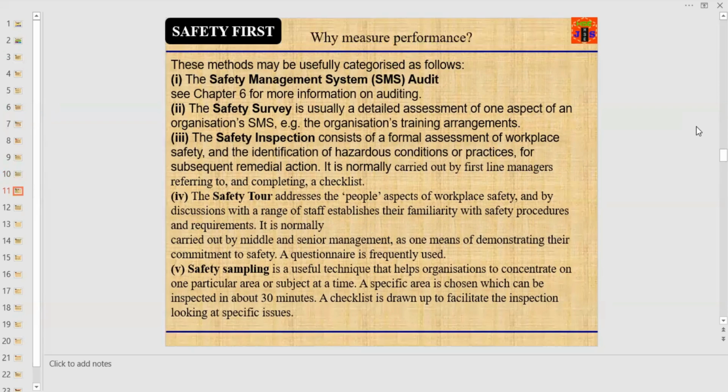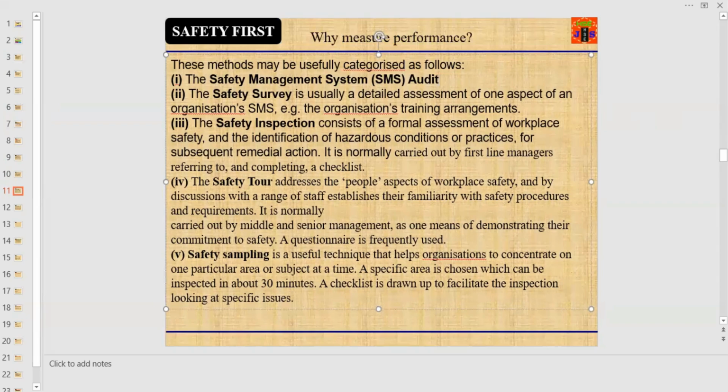You are watching Safety First, and today's topic is HSE monitoring. Dear friends and fellows, HSE monitoring methods are categorized as follows. Audit. I'll make a complete video on audits, types of audits, and the elements and requirements of an audit. So this is one of the monitoring tools of HSE performance in an organization.